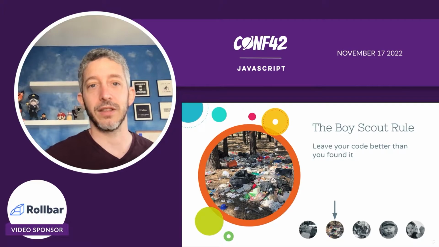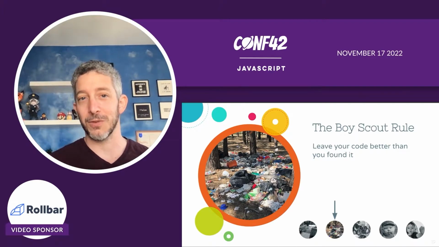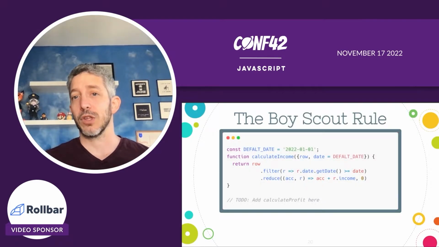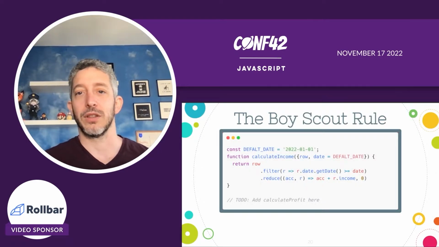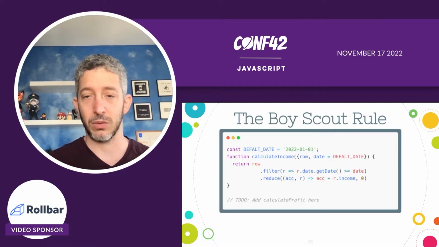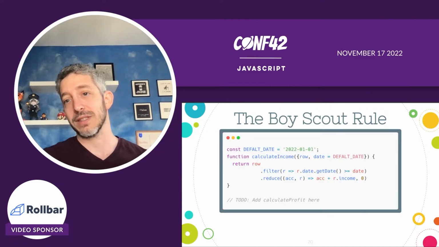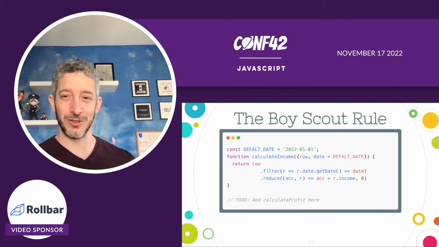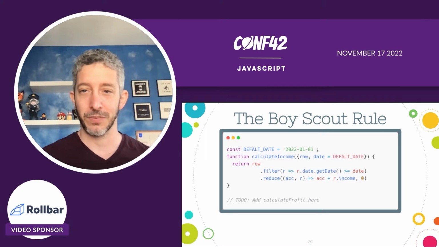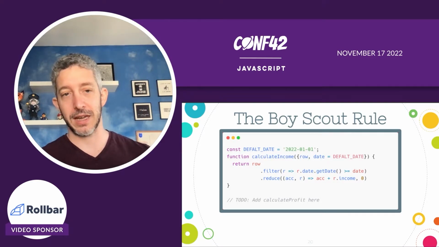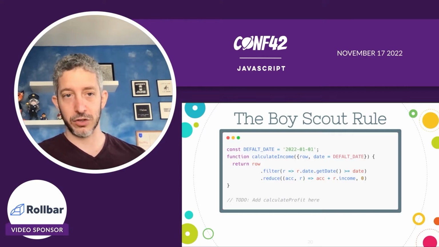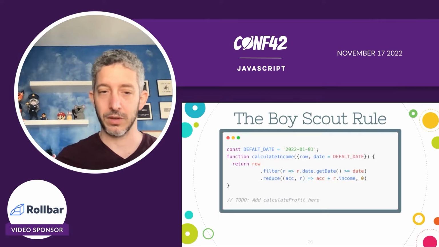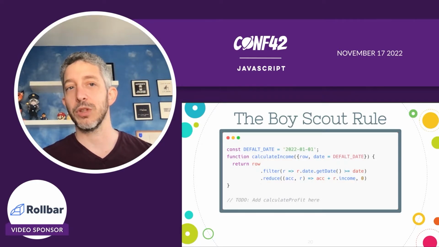Next one is the Boy Scout rule: leave your code better than you found it. So you're tasked with adding a new function that should calculate some profit. Well, what do you do? Adding the function, obviously with tests, is what you are paid to do. But what about the rest of the code? We can see here that down below is the place to add the function, and above it is the already written code that you need to add to.